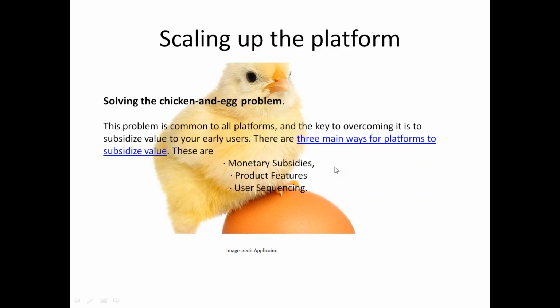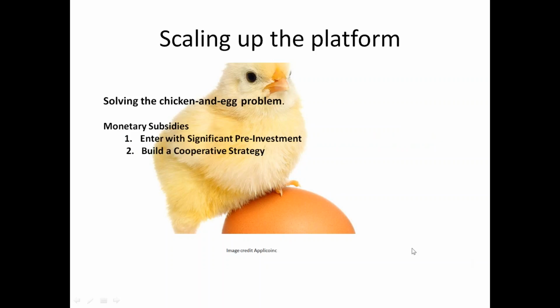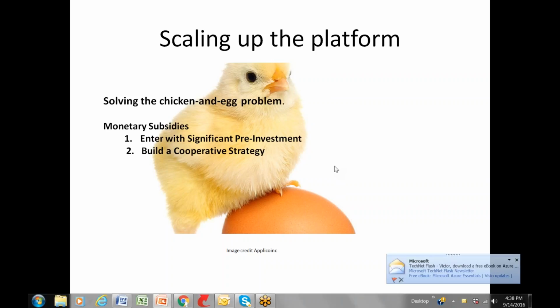These three ways of subsidizing the platform are not mutually exclusive and may in some cases be applied all at the same time. Monetary subsidies are of two types: enter with a significant pre-investment and build a cooperative strategy. A good example of the first subsidy is Microsoft's introduction of the Xbox. They made it clear that they were going to spend $500 million in developing this product, and that made potential application developers for the product pretty comfortable that Microsoft was serious and wasn't just going to abandon them.